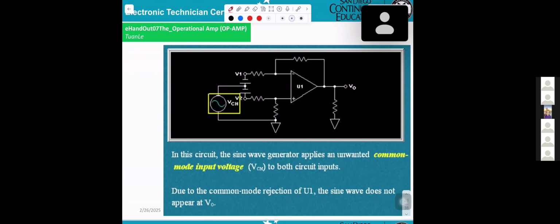Next, in this circuitry, the sine wave generator applies an unwanted common mode input voltage VCM. VCM means common mode, to both inputs. So basically you see you get a sideways connection to either one or two.